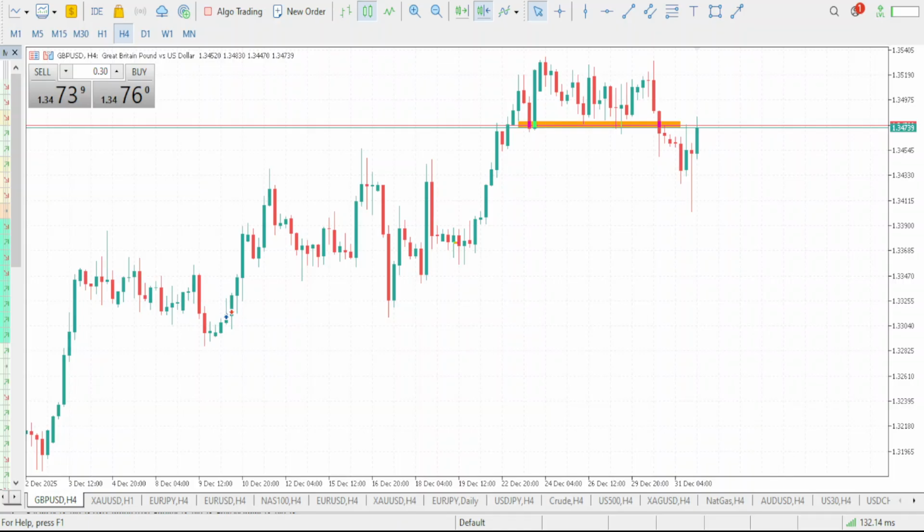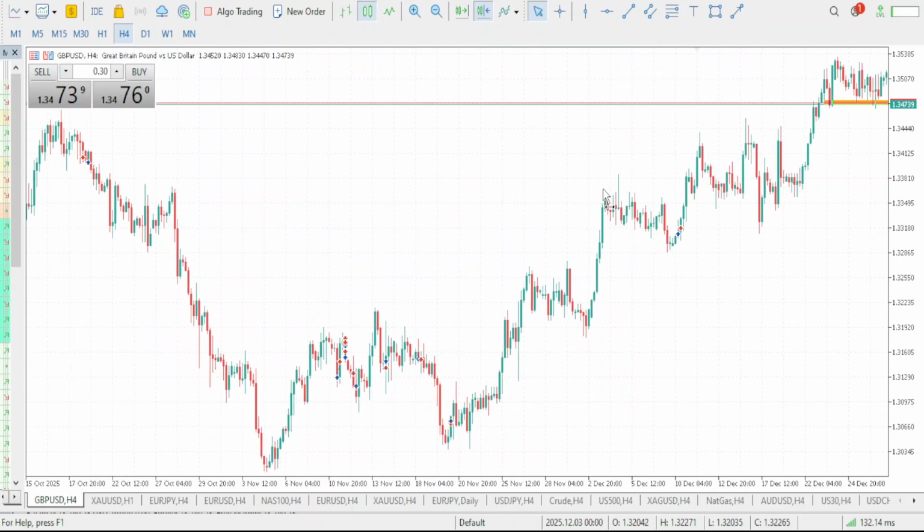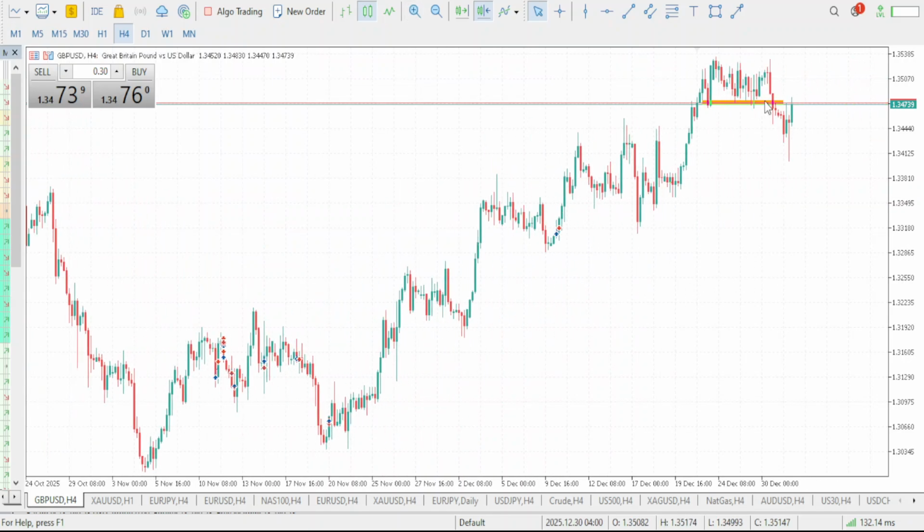Now let's see what we will be expecting for the day on our GBP US dollar. Let's start with our trend and we will zoom it out. So what can you see on your GBP USD? What is the trend for your GBP USD? It is very clear. GBP USD is in an uptrend move. It is trending upward. So this is our high on GBP USD.